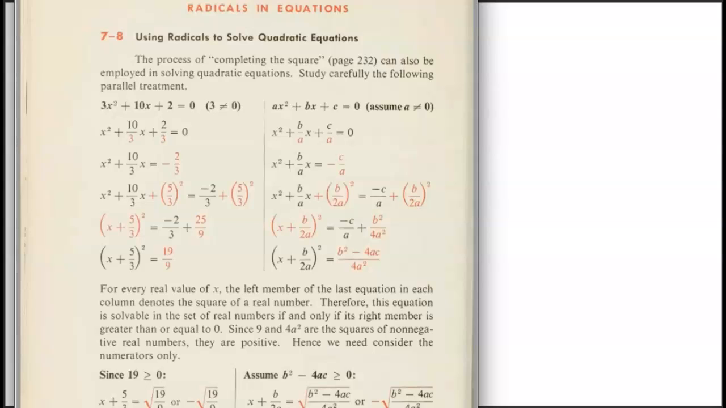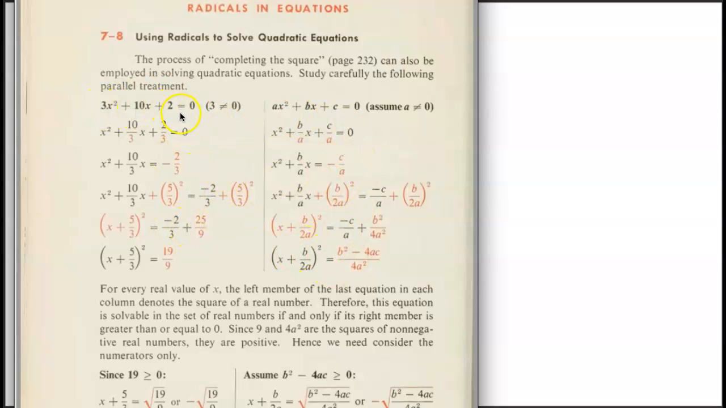Okay, so if we start reading here, it says the process of completing the square, and it refers to page 232, or it might be page 238, depending on your textbook, can also be employed in solving quadratic equations. Study carefully the following parallel treatment. All right, so you can certainly go back to that page to review completing the square. We can also see its process just right here.